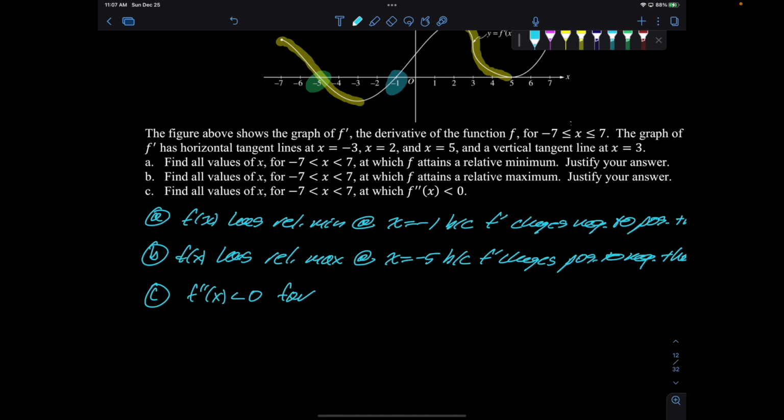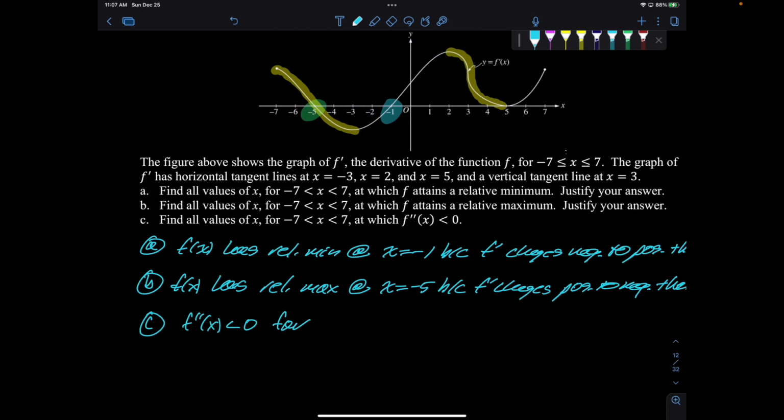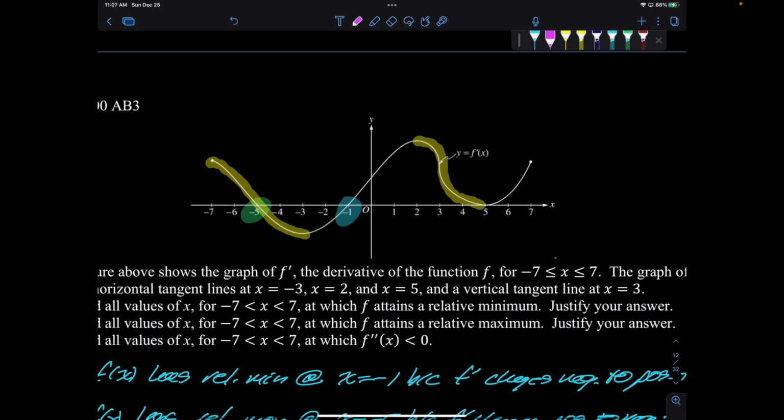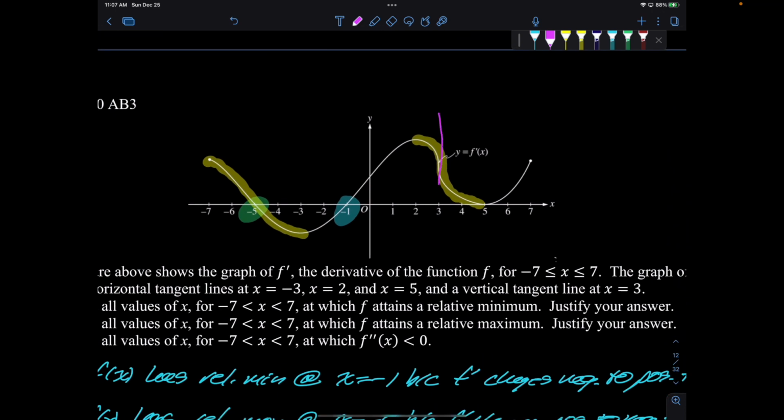I guess f double prime doesn't exist at x equals 3. Let's address that, right? F double prime doesn't exist because f prime has a vertical tangent at that value, so the derivative of this graph will not exist there. So I'm going to break up my interval. I bet that's like a secret point that a lot of people lost.